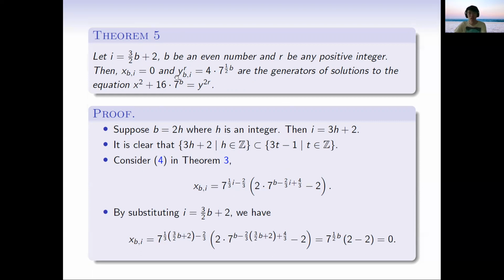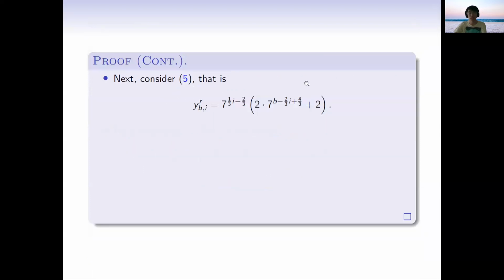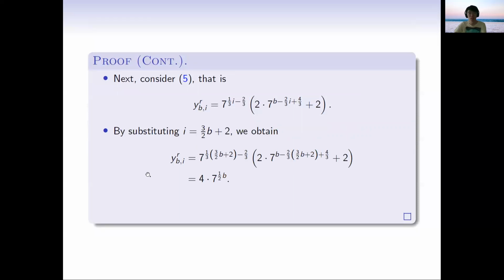Next, if I want to show that y_r_b_i equals this one, then I have to consider equation 5 in theorem 3 now. By doing the same, if I substitute i equals 3/2 b plus 2 into this equation, then simplify, eventually you can see that y_r_b_i equals this one. And this is exactly what we want to show in this theorem.